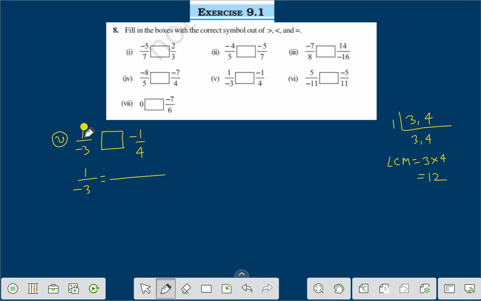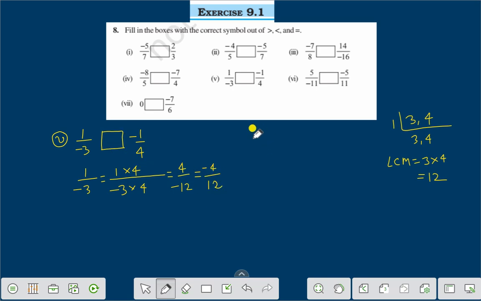If we divide 12 by 3, we will get 4. Therefore, we have to multiply numerator and denominator by 4. That is 1 into 4 and minus 3 into 4. Therefore, we are getting 4 by minus 12, or it can also be written as minus 4 by 12.